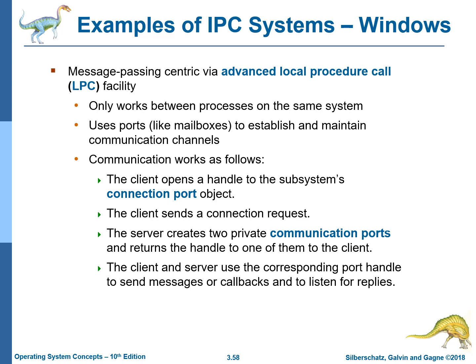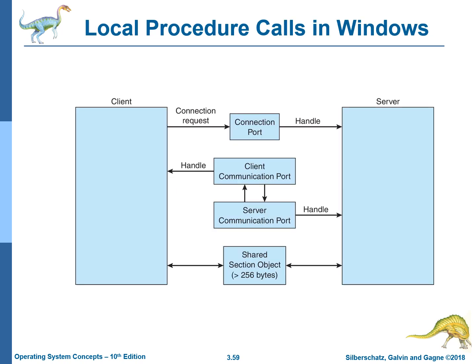Communication works as follows. The client opens a handle to the subsystem's connection port object, and then the client sends a connection request. The server creates two private communication ports and returns the handle to one of them to the client. And the client and server use the corresponding port handle to send messages or callbacks and to listen for replies. This is the local procedure calls in Windows.